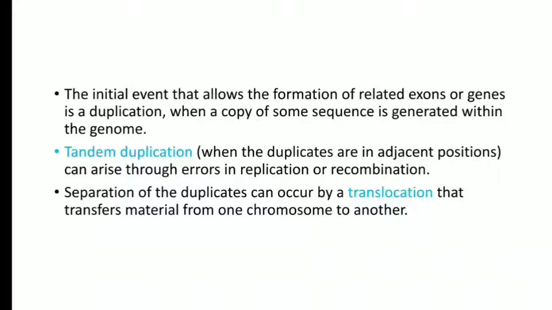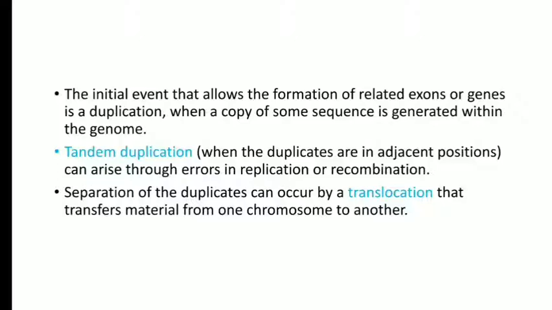Formation of a multigene family occurs in three steps: duplication, translocation or relocation, and divergence. The initial event that allows the formation of related exons or genes is a duplication. Tandem duplication occurs in adjacent positions, and can arise through errors in replication or recombination. The duplication produces two similar copies of a gene.